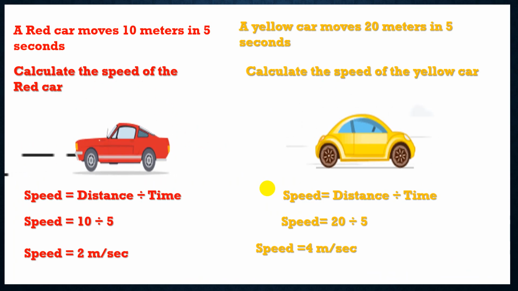Okay? Yes, but wait a minute. There's something different here. Both of them have the same time. I mean, the red car moves 10 meters in 5 seconds, and the yellow one moved 20 meters in the same 5 seconds. So I can guess which of them is the fastest. The distance is different, but the red car moves only 10, and the yellow car moves 20 in the same amount of time, which is 5 seconds. So I think the yellow car is the fastest.